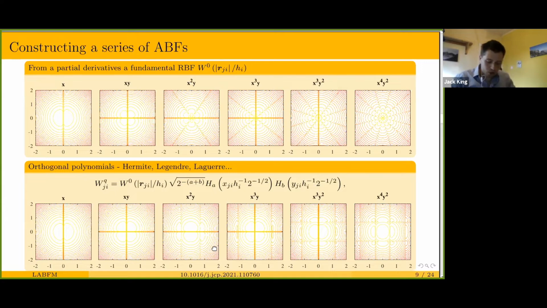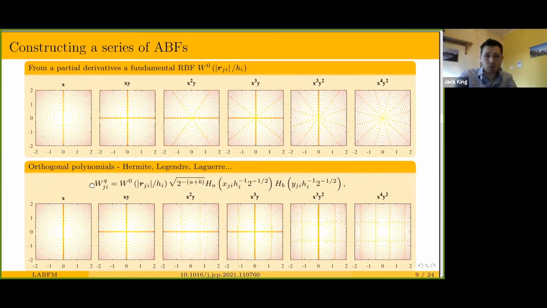An alternative approach is to set the basis functions as the product of a radial basis function, which again could be an SPH kernel, multiplied by some orthogonal polynomials. So Hermite polynomials, Legendre or Laguerre polynomials all work similarly well.